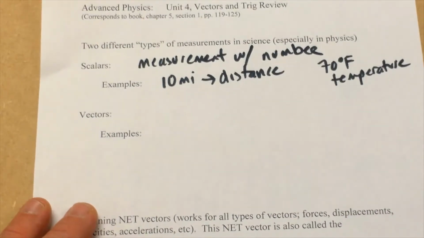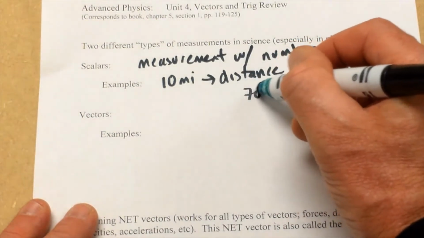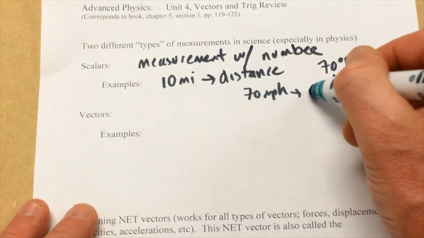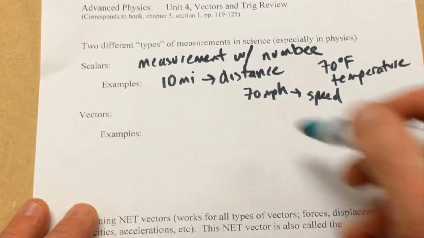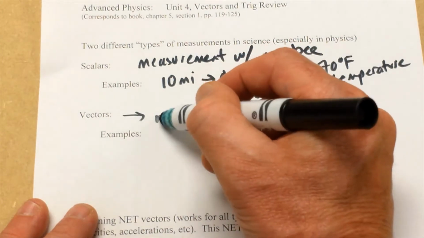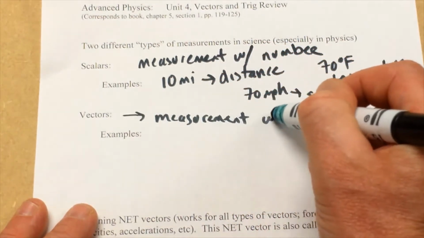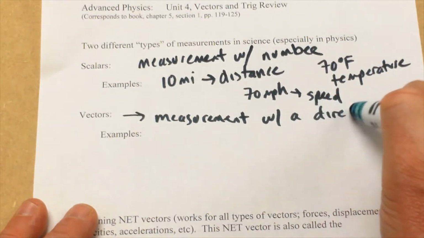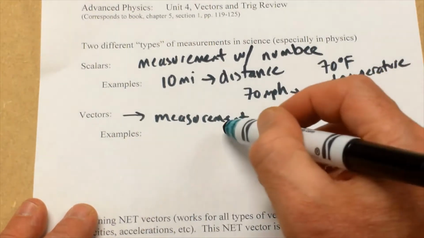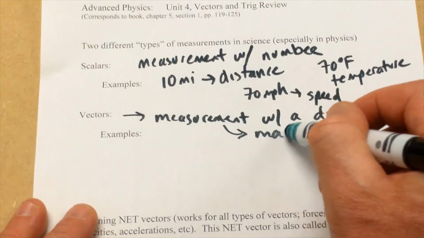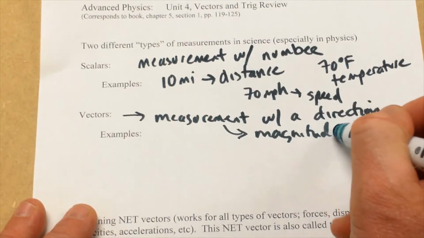Hey, how fast did you drive? I drove 70 miles an hour. That's speed. That's a scalar. A vector, on the other hand, is a measurement with a direction. Now, this measurement is also called the magnitude of the vector.